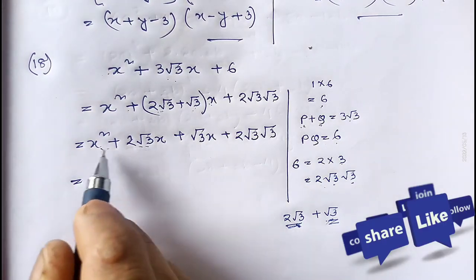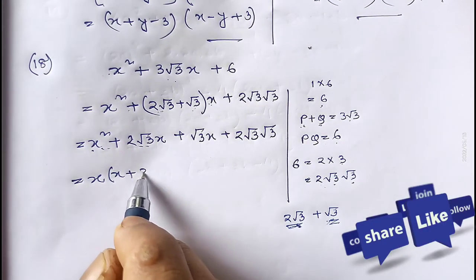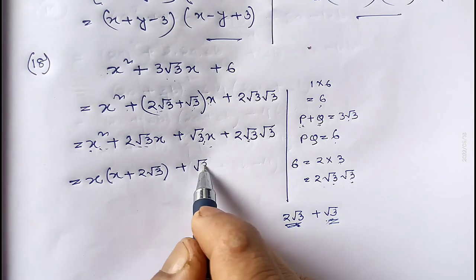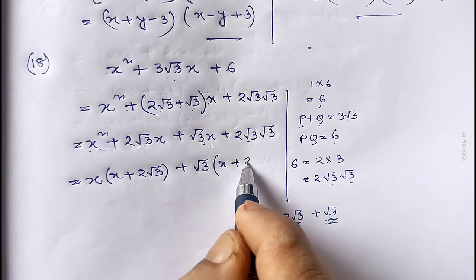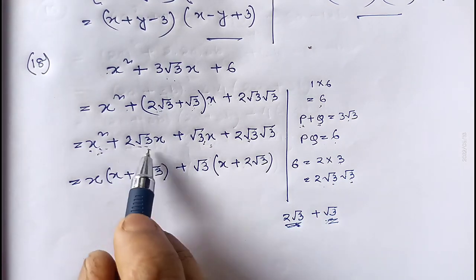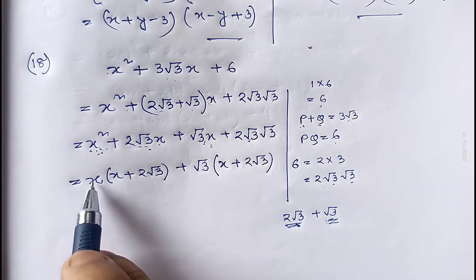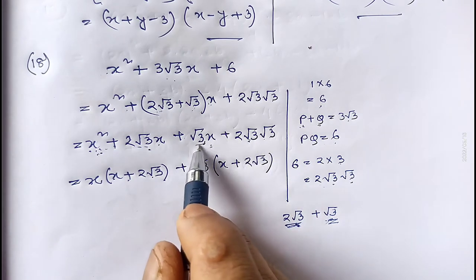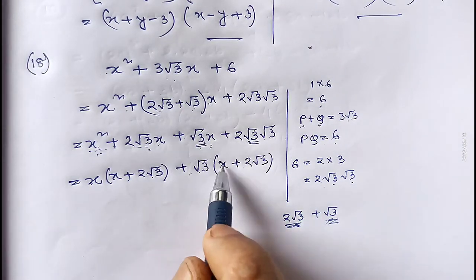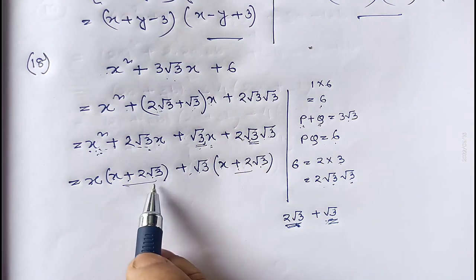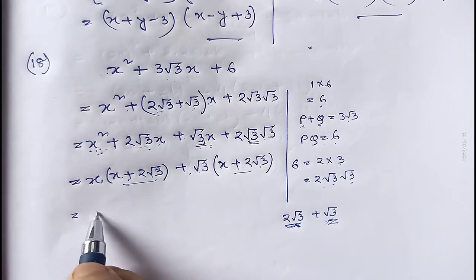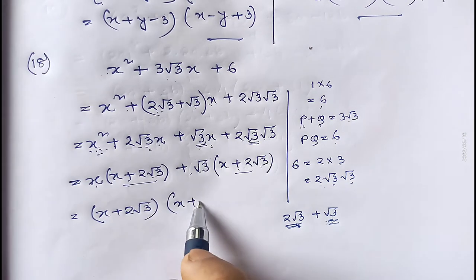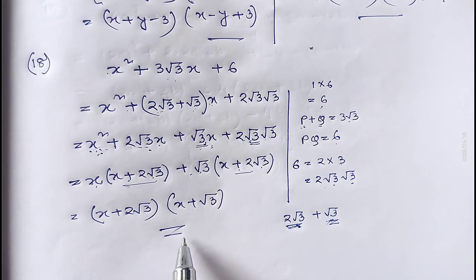Now from the first two I can take x common, so we are left with x plus 2 root 3, plus, from the last two we can take root 3 common, and we are left with x plus 2 root 3. Clear? From the first two I have taken x common, so out of x square, 1 x I have taken common, so another x is left, plus 2 root 3. From these two I have taken root 3 common, so we are left with x plus 2 root 3. Here also x plus 2 root 3, which can be taken common, so it will be (x plus 2 root 3), and we are left with (x plus root 3). So this is the final answer.